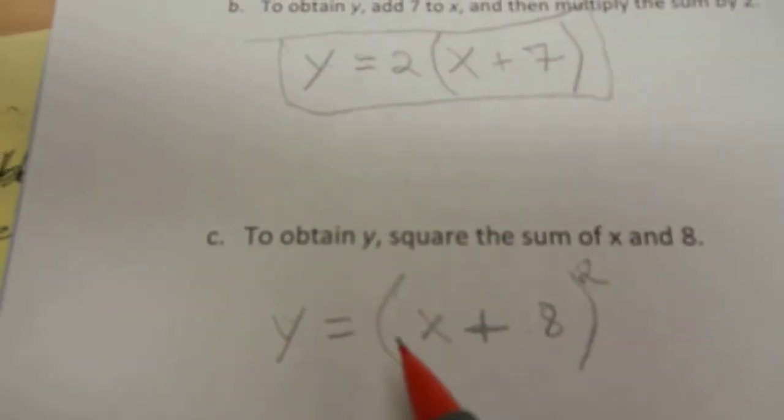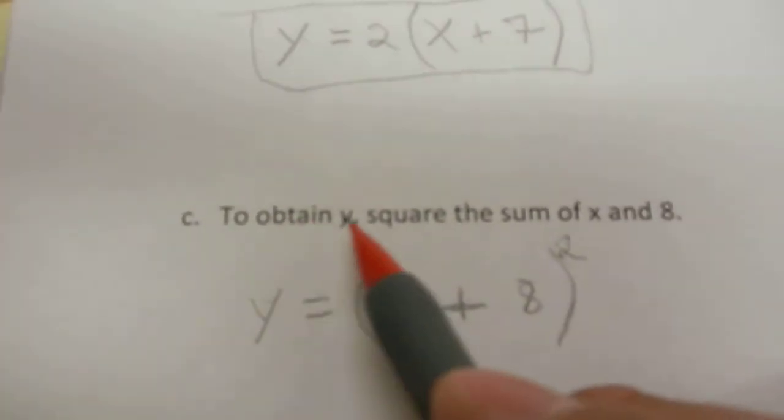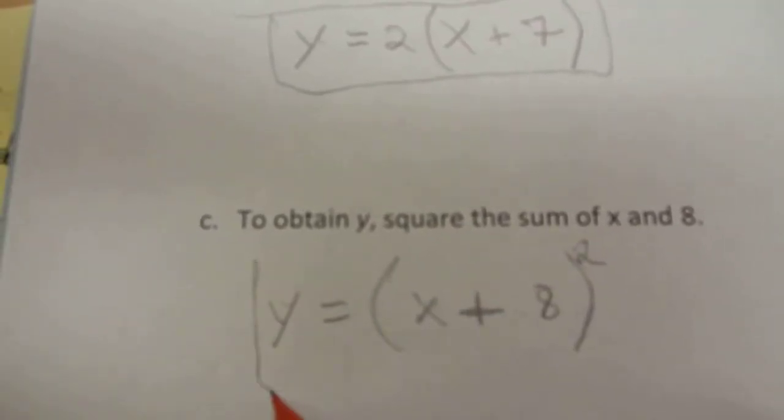So this relates x and y in a symbolic form. This relates x and y in a verbal form. So there's our answer.